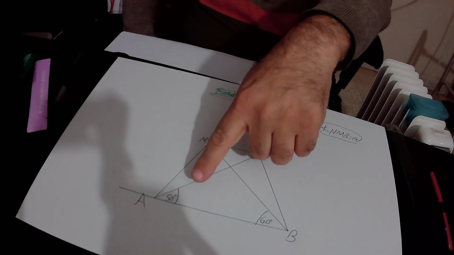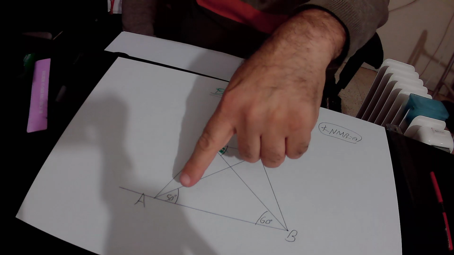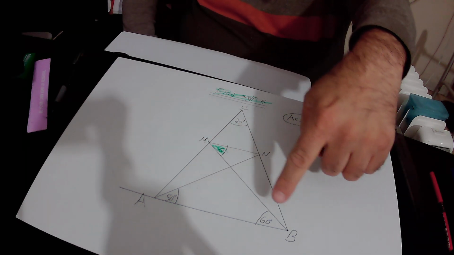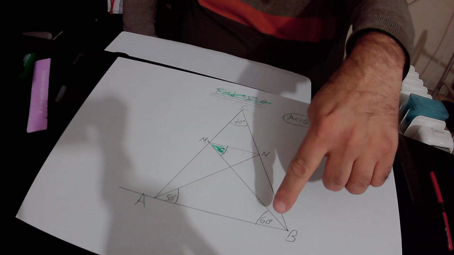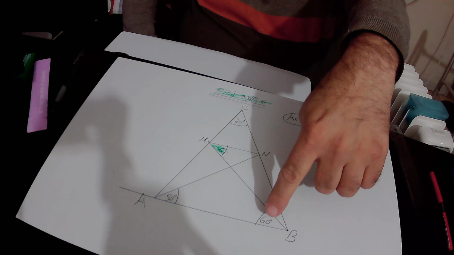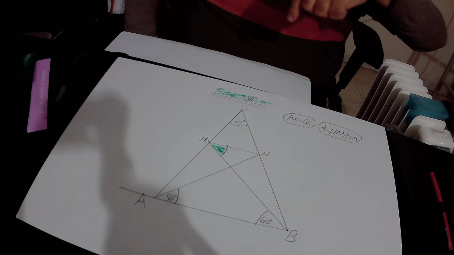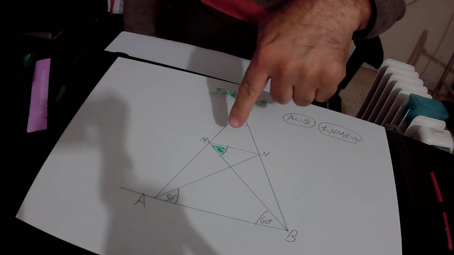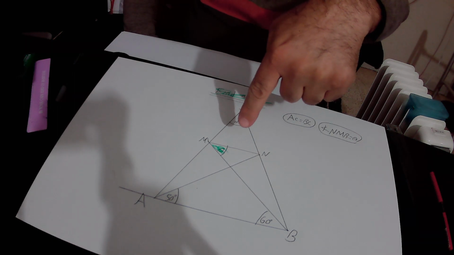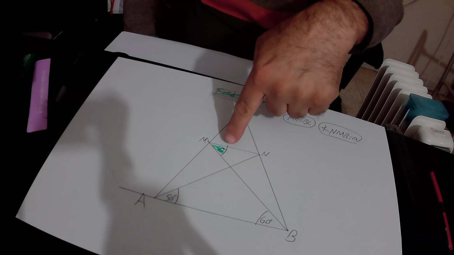This angle NAB equals 50 degrees, and this angle NBA equals 60 degrees. And our mission is to find out the value of this angle NMB, that is actually angle theta.